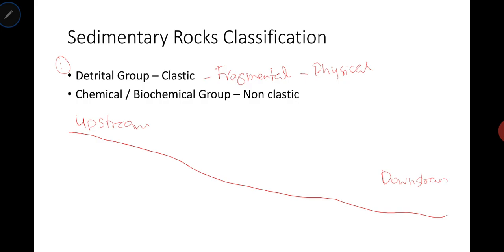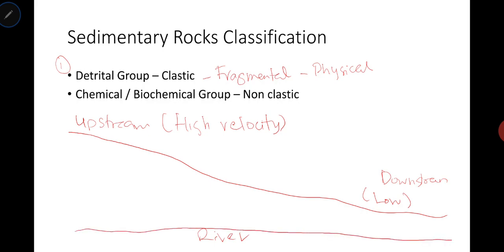At the upper part of upstream, this is high velocity. The water runs here in a very high velocity, and the downstream, the velocity is low. We have a fragment of rock which has been weathered, and then we have this river which is the agent of transportation for this sedimentary rock. How the fragmental rock accumulates, using this visual of river flow.